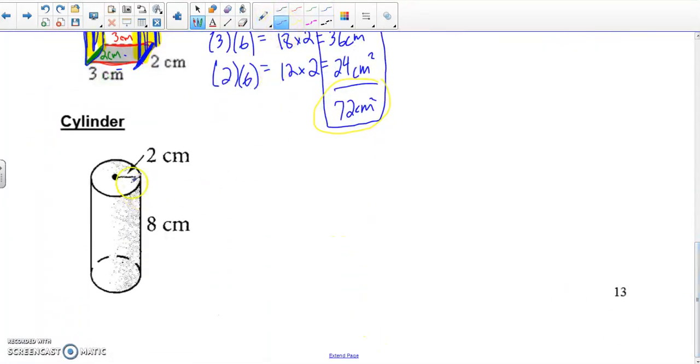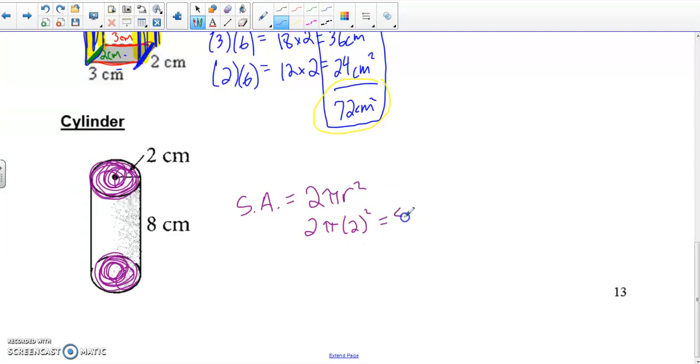So, cylinder, we have a radius of 2 and a height of 8. The surface area, I'll write that as surface area, equals. We know we have 2 circles. So I'm going to go a little quicker here. Pause if you need to. We have 2 circles. We know the area of a circle is pi r squared, but we have 2 of them, so we do 2 pi r squared. Plugging in, the radius is 2, so 2 squared is 4. So we have 2 times 4 pi. So the area of the 2 circles is 8 pi.